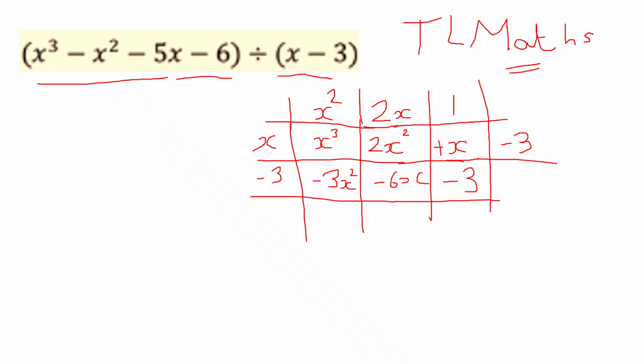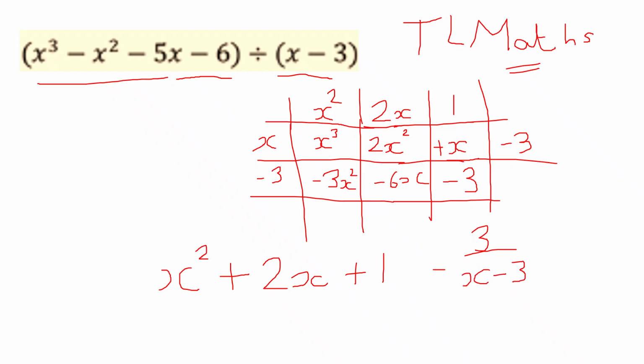So what this means is we're going to have x squared plus 2x plus 1. And then we've also got this little extra bit, minus 3 over x minus 3, because that is our remainder, that is our leftover.